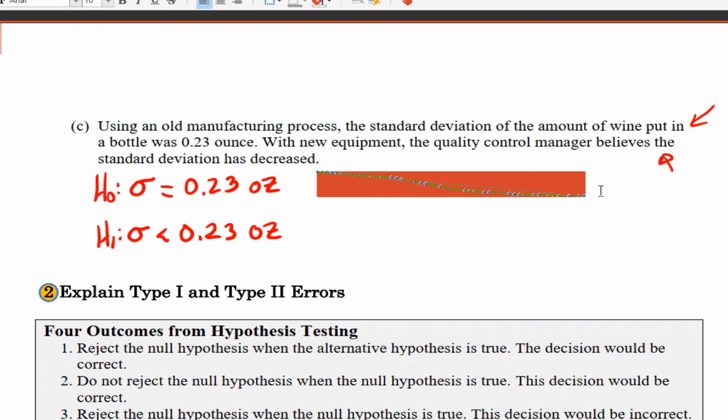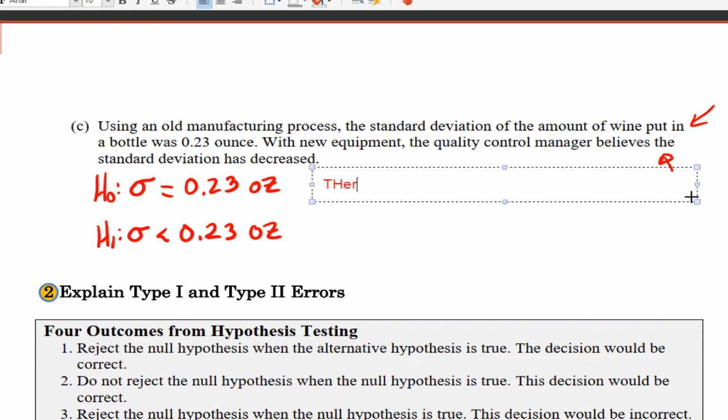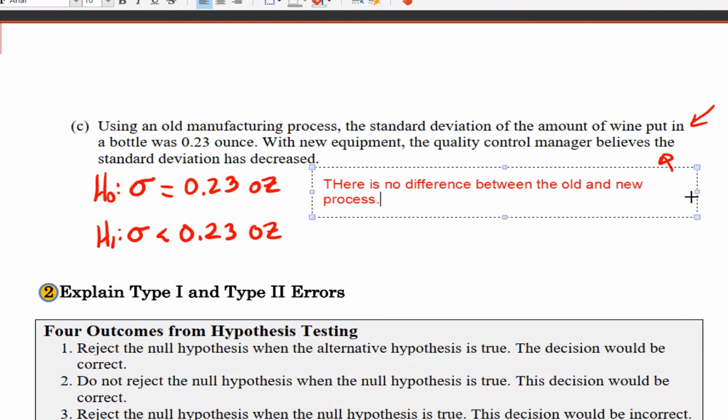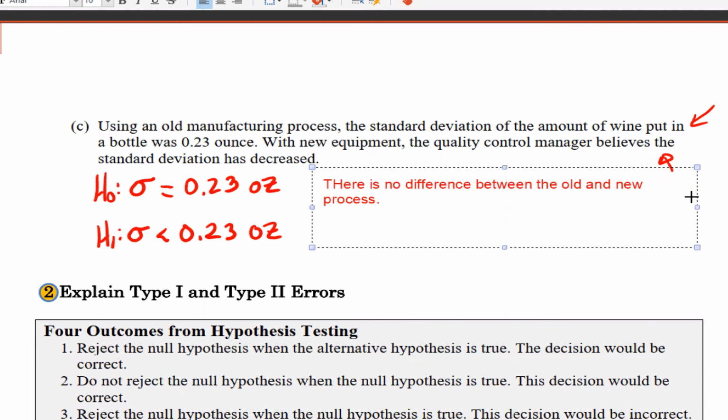So again, in words, this first sentence is saying there is no difference between the old and new process. And the alternative hypothesis is saying the new process results in a lower standard deviation. And you could imagine in manufacturing, if you have a lot of variability in your bottles, you have some people that are getting too much wine, some people that are not getting enough wine.